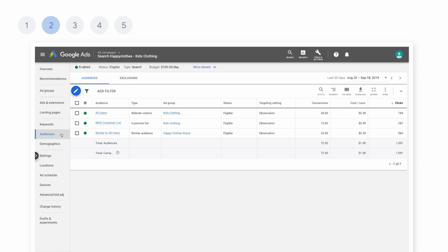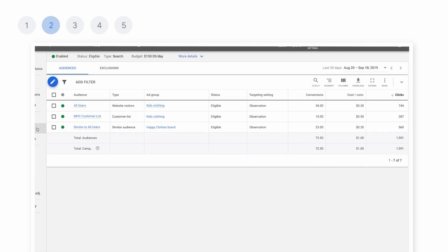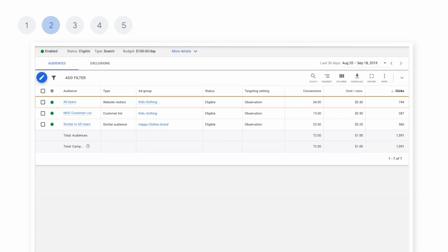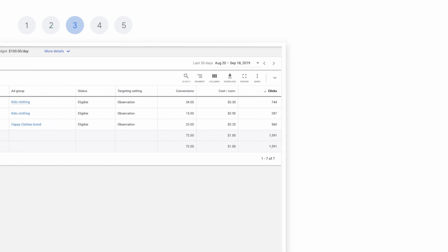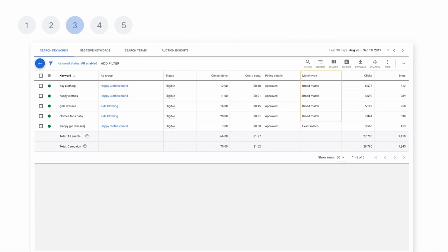Add first-party audience lists to each campaign, like RLSA, Customer Match, and similar audiences, to reach customers who are already interested in your business. Use broad match as the keyword match type to expand the scope of search queries.